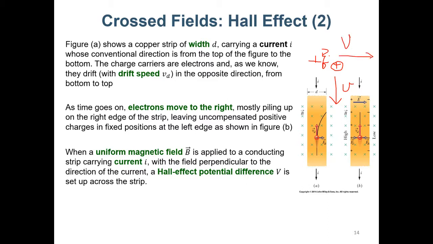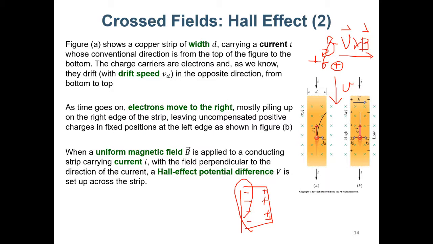V cross B. And Q is positive. So Q V cross B also pointing to the right. Q is positive, which means in this case, the positive charge will go to the right side. Something like this. The positive charge will go to the right side. So the induced negative charge goes to the left side.